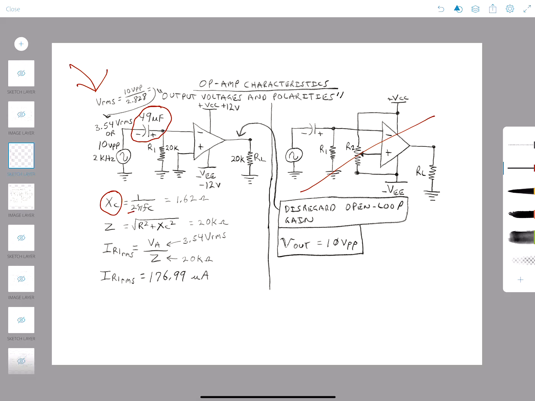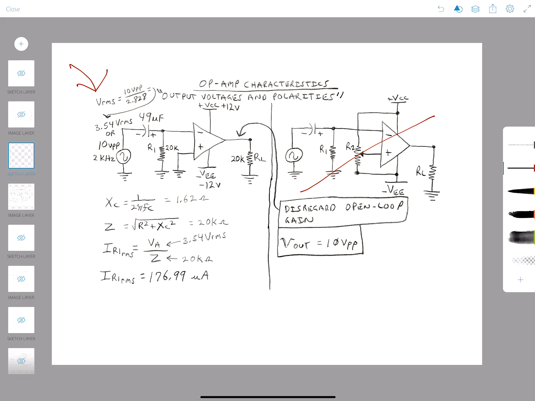So 2 times pi times frequency, in this case the frequency is 2k hertz, and then our capacitance here is 49. If we plug those values into our formula, we're going to come out with 1.62 ohms of resistance. Remember, capacitive reactance is rated in ohms.